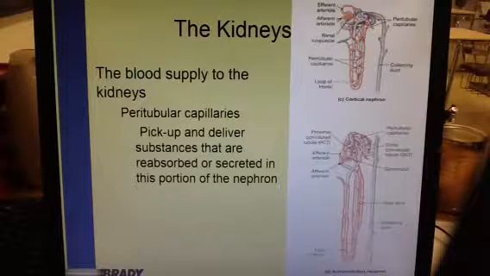Within the nephron, you see these capillaries, and they're kind of like a net, just like we saw in the respiratory system over the alveoli. And that's really how capillaries are everywhere. It's just a lot of times we take it for granted. But the capillaries are the site of that exchange, just like we've seen in other places in the body. They are the spot where they're picking up and delivering substances that are reabsorbed or secreted into this portion of the nephron. And again, in our next video, we'll talk about exactly what's happening in the nephron. But at the capillaries is where substances are being swapped in and out of the blood.